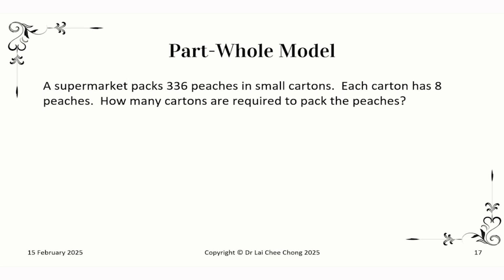Now, I'll give you another one. A supermarket packs 336 peaches into small cartons. Each carton has 8 peaches. How many cartons are required to pack the peaches? Now, how to draw this bar model? I'm sure all of you know how to solve the problem there. That's quite easy. It's a straightforward division problem here.